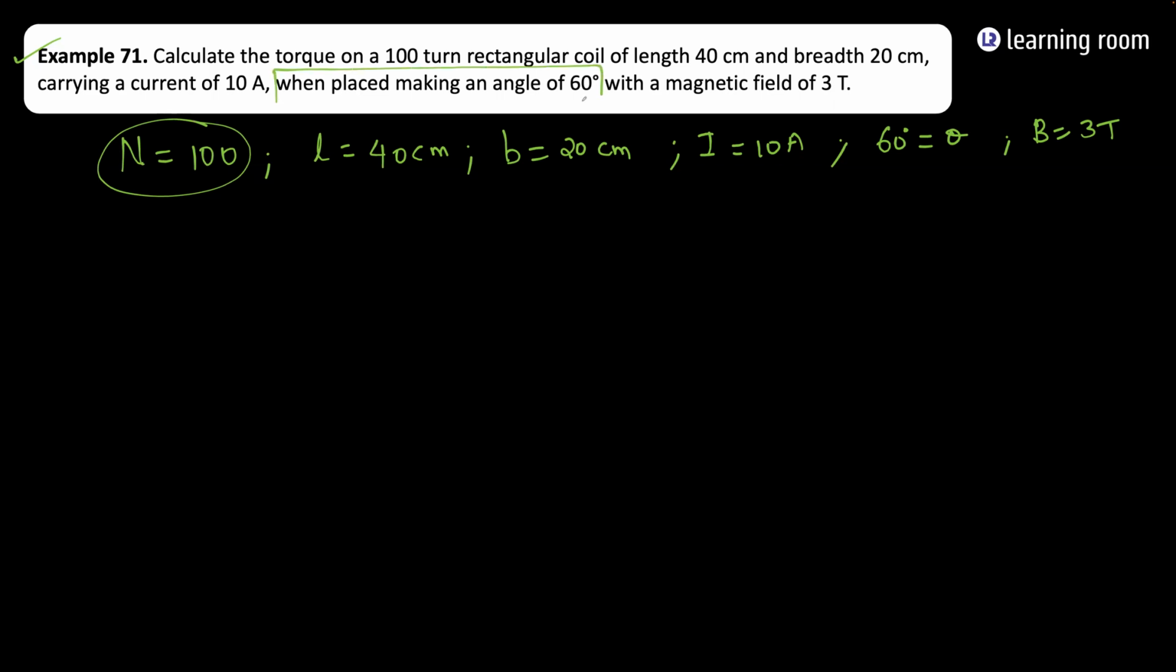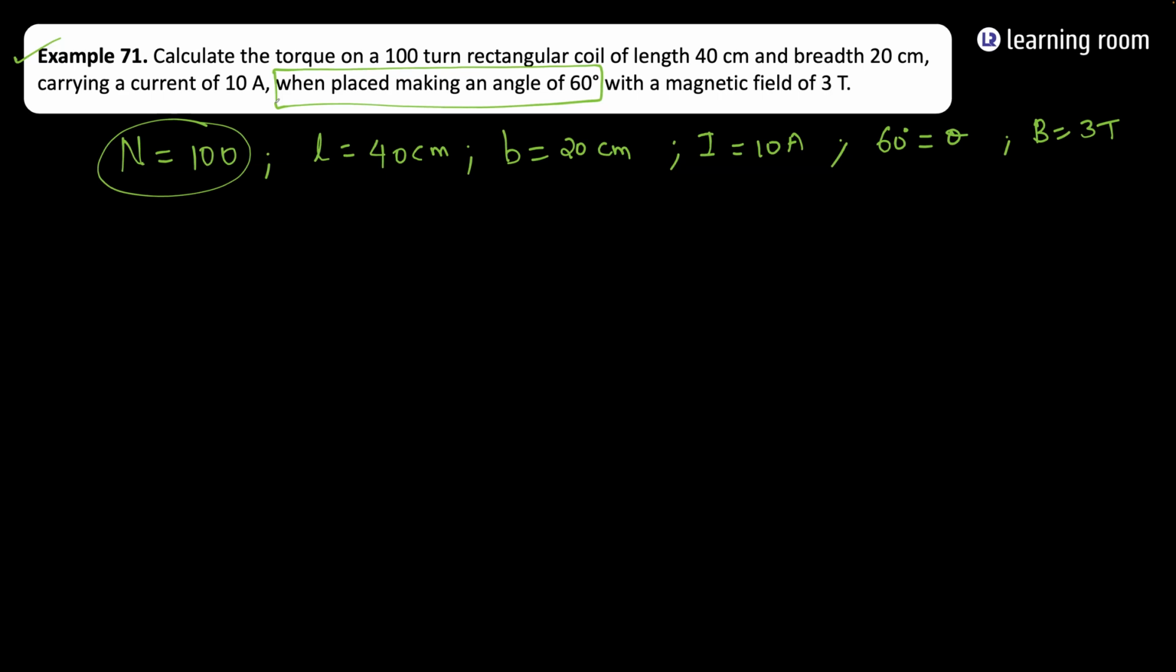When placed, making an angle of theta equal to 60 degree with the magnetic field. Meaning, if this is the direction of magnetic field, this coil is making an angle 60 degrees like this. Are you able to visualize? So the coil is making an angle 60 degree with respect to whom? This angle is going to be 60. So just for people who are online, if there is a magnetic field, this coil is making an angle 60 like this. So the angle between the magnetic field and the coil is 60.